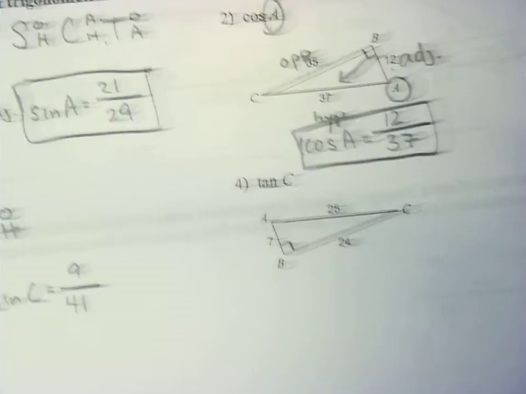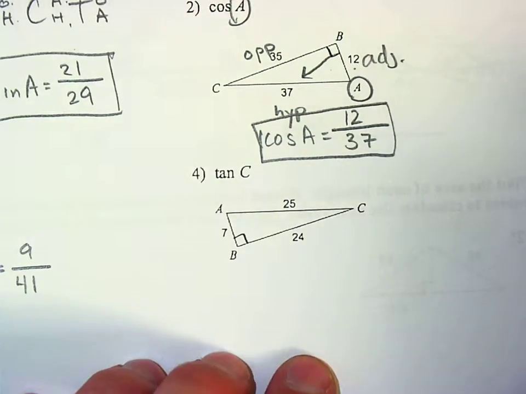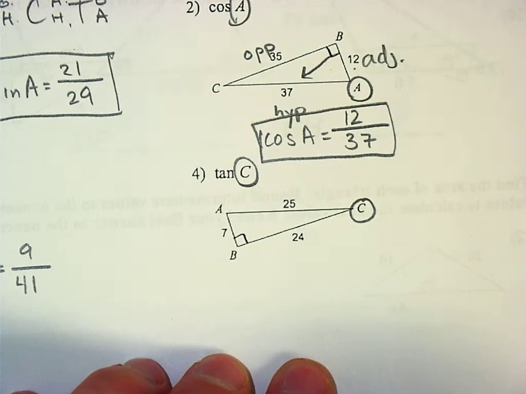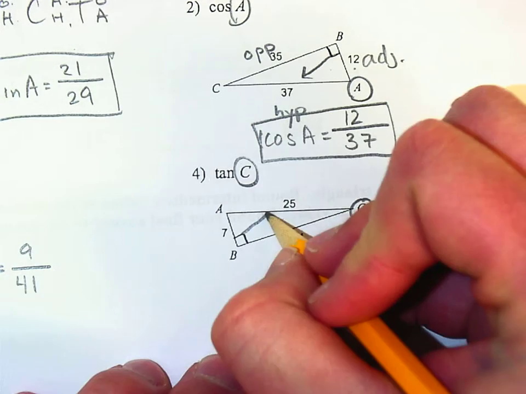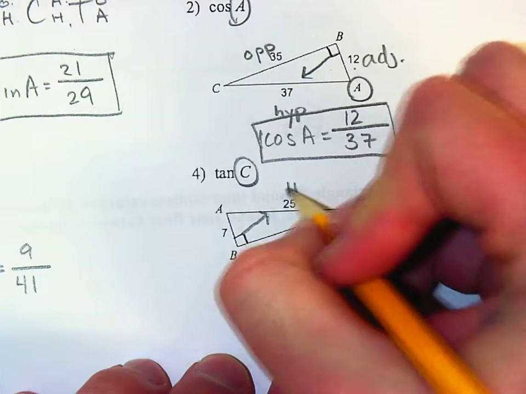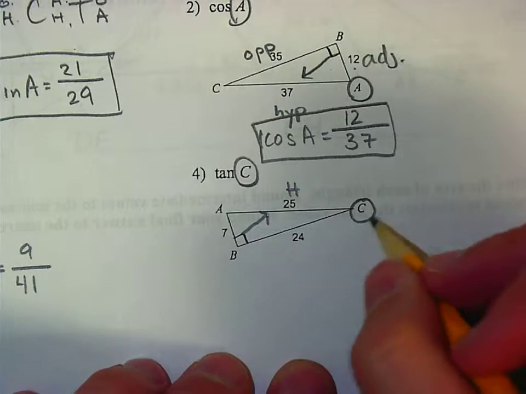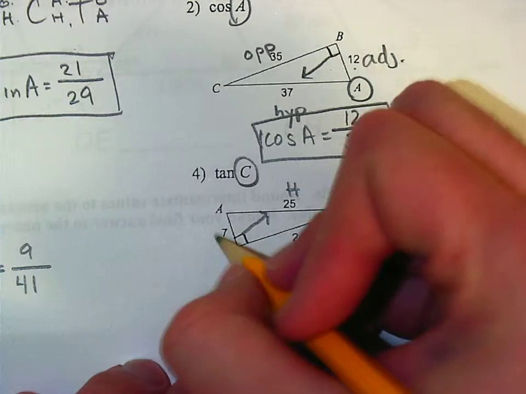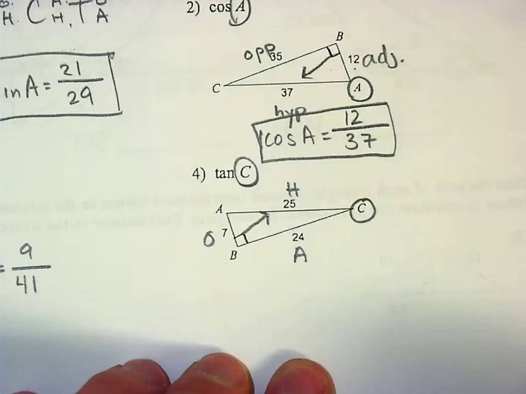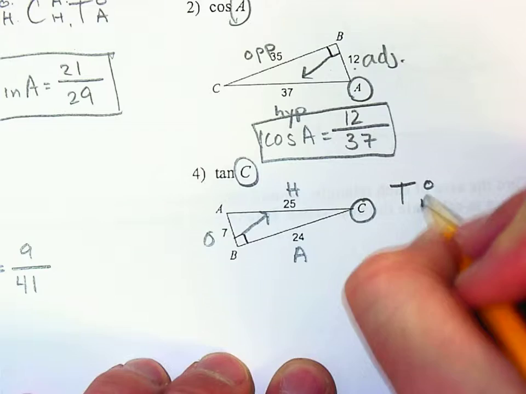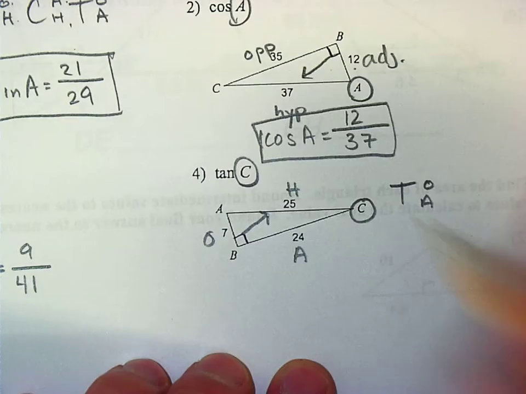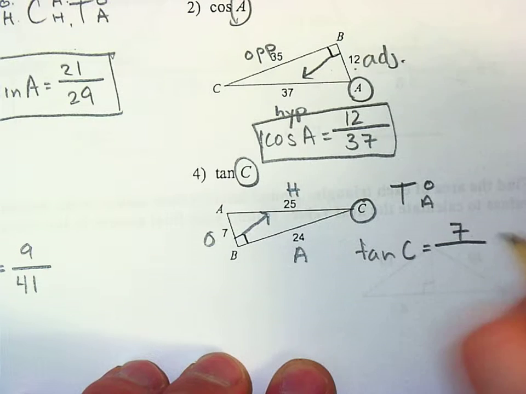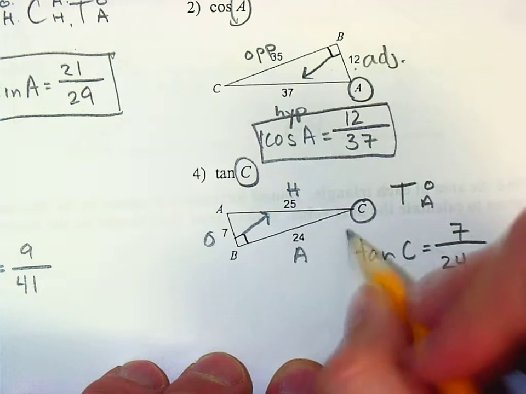Fantastic. Last but not least, they want the tangent of angle C. Well, there's C. I've circled my angle. The hypotenuse is across from the right angle. Next to the angle is adjacent, and across from the angle is opposite. I know that tangent is opposite over adjacent, so the tangent of C is opposite, or 7, over adjacent, 24.